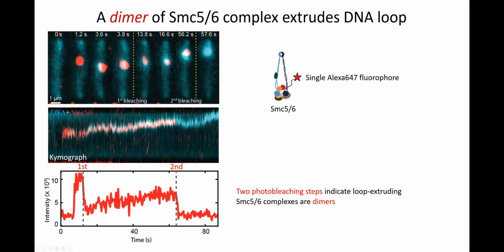This estimation of protein stoichiometry can be done because we label our proteins with a single fluorophore, and single dyes have the characteristic of photobleaching, meaning that if you shine on the single dye for an extended time, it will bleach out and never come back. So by monitoring the intensity of this fluorophore and counting how many bleaching steps downwards you see during the extrusion, you can count how many molecules were there. What we observed was that the majority of loop extruding events were accompanied by two stepwise photobleaching steps, suggesting that these SMC56 are working as dimers.